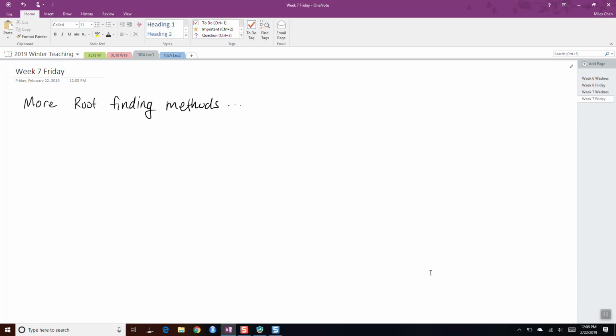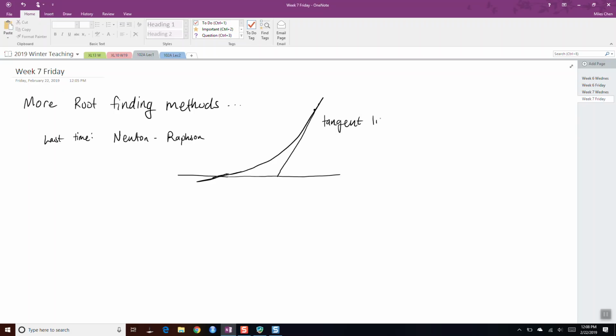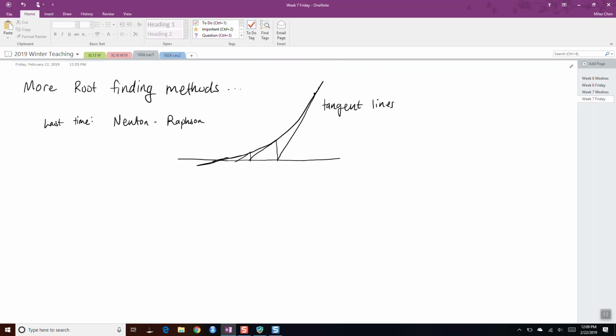All right, so we left off on Wednesday. We talked about the Newton-Raphson method for finding a root, okay? So last time we had Newton-Raphson, and the idea of Newton-Raphson, here's our root, is you can find tangent lines. So we go there, we find a tangent line, we go there, we find a tangent line, and so on and so forth, until we approach the root that we're looking for.